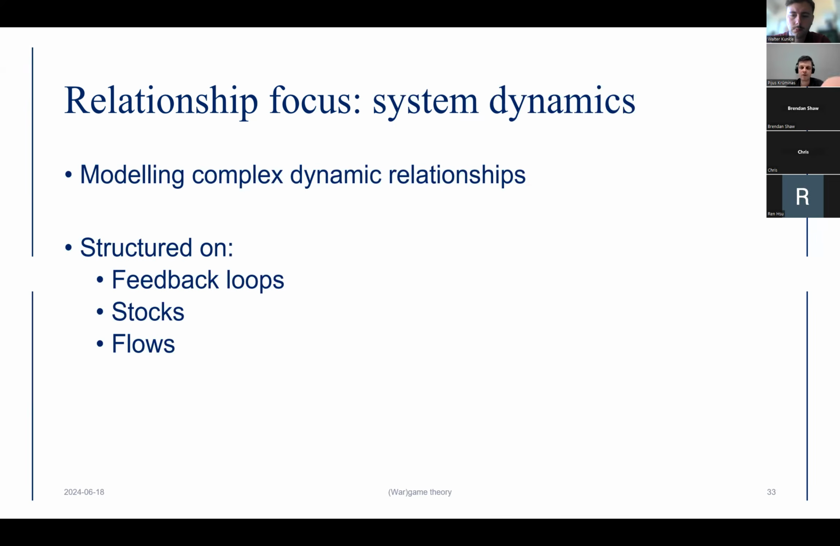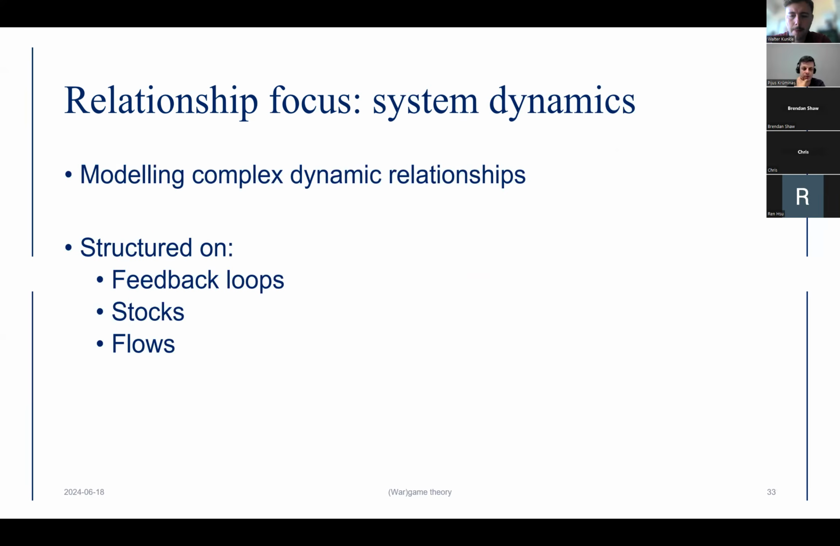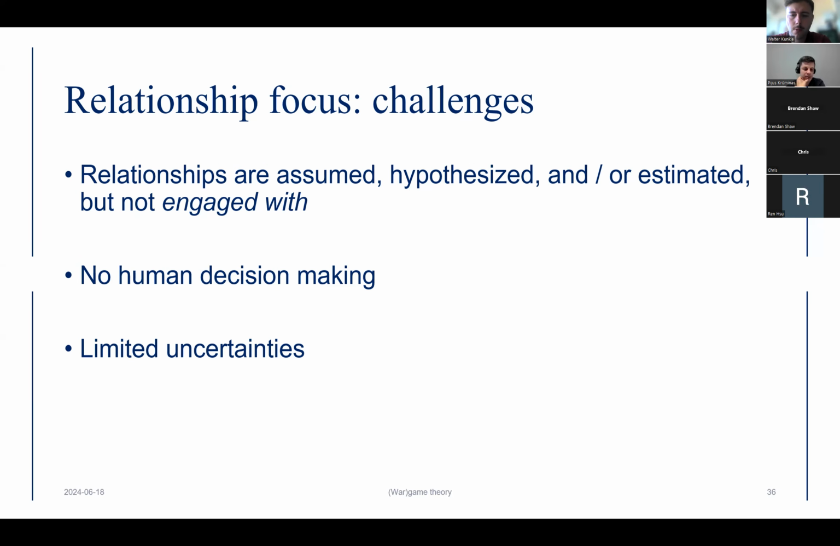You have error terms like the omega sign or epsilon here, which says, okay, we can't really measure everything perfectly. We can't really know everything. So there is room for error. But those uncertainties are very limited. So now, of course, there are some challenges that these models face.